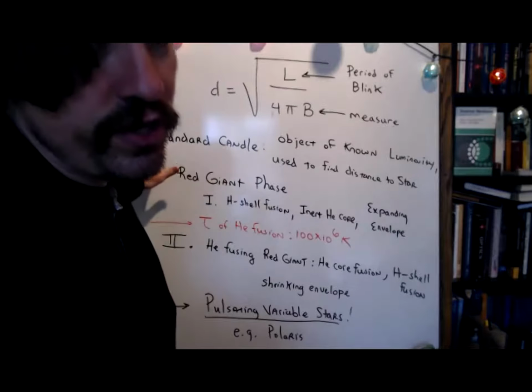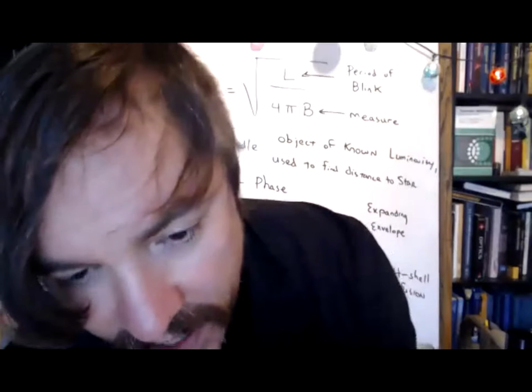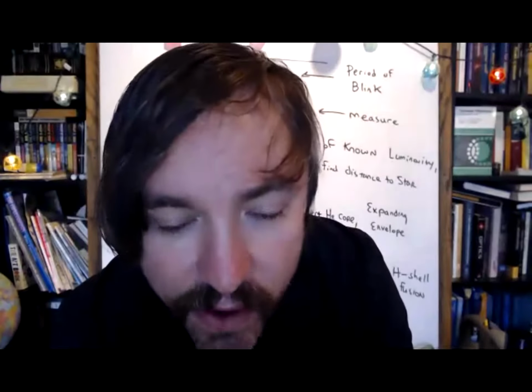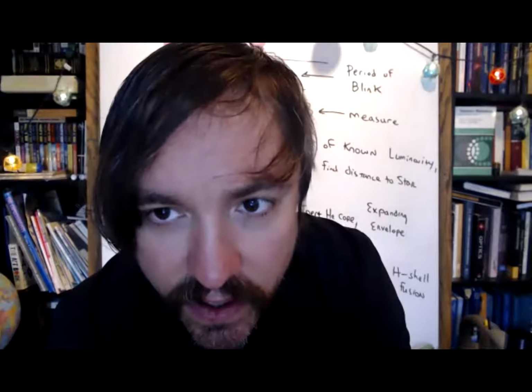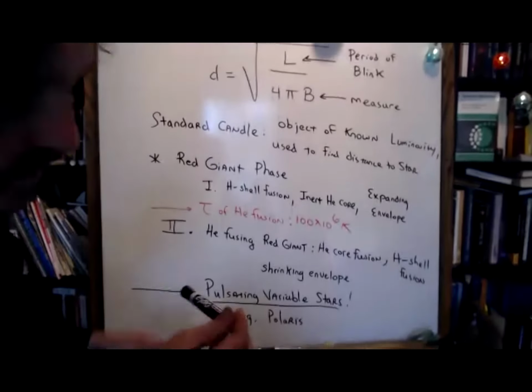Variable stars play a huge role in astronomy as standard candles. This is me trying to bring you up to the forefront of what astronomers do today. Okay, there is now a third stage of red giants that we need to talk about. And then I'm going to try to move on to their death before this class ends.